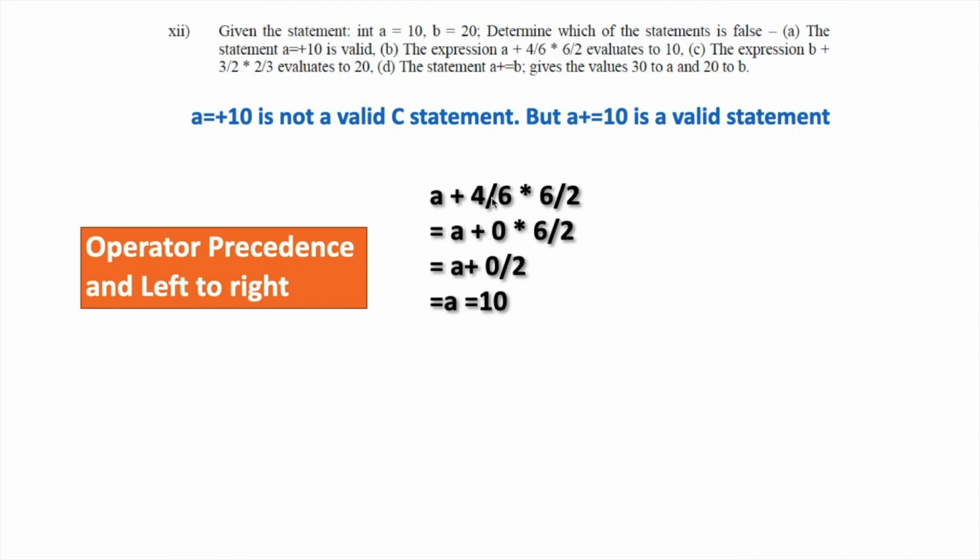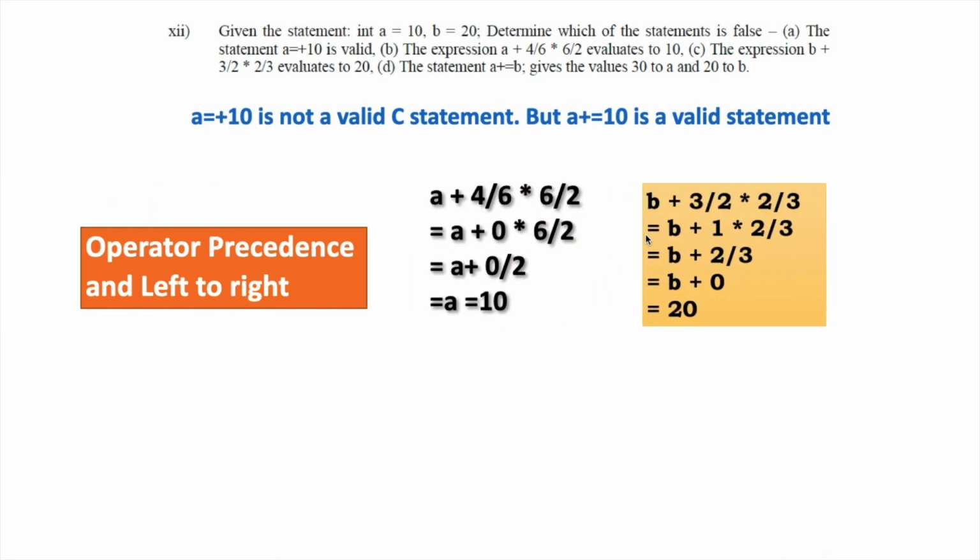In this case, multiplication and division both have the same precedence. So from left to right, we first encounter this division, so we do this first. Then we encounter this multiplication, so we do that next. Finally, we do this division. And at the end, we do this plus. Let's see the next one. Next one also similarly we have done, and we received that the final value is 20. So this C is also true.